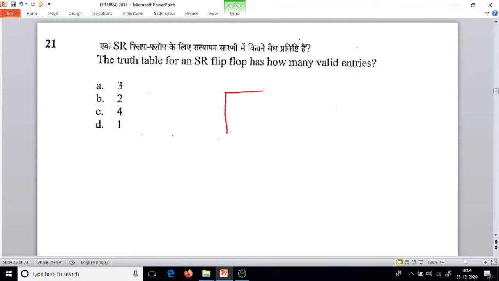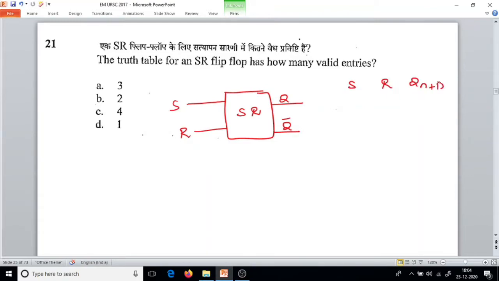Now we can draw our SR flip-flop. Set and reset inputs, and there will be Q and Q complement outputs. S, R, and Q in the next state, Qn plus 1. If you give both as 0, 0, it will remain in whatever the previous state was.